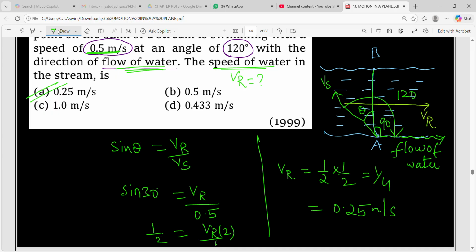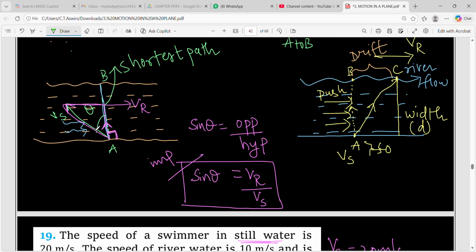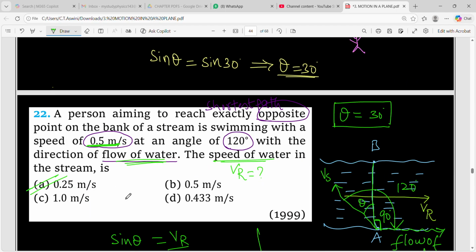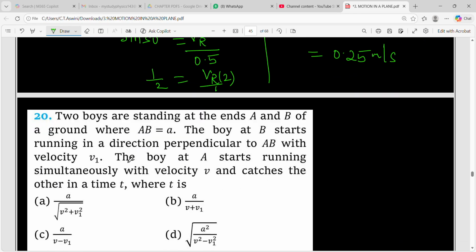So I want you to be careful with the angles also. Don't directly substitute sine theta is equal to VR by VS and theta is 120. No. Diagrammatic observation is very important. Theta is the angle from shortest path, but here they gave theta with respect to the water flow. Clear? Okay.